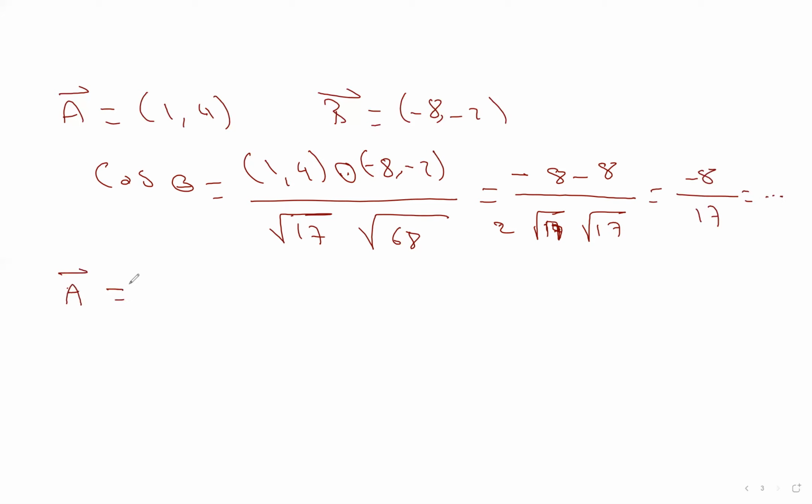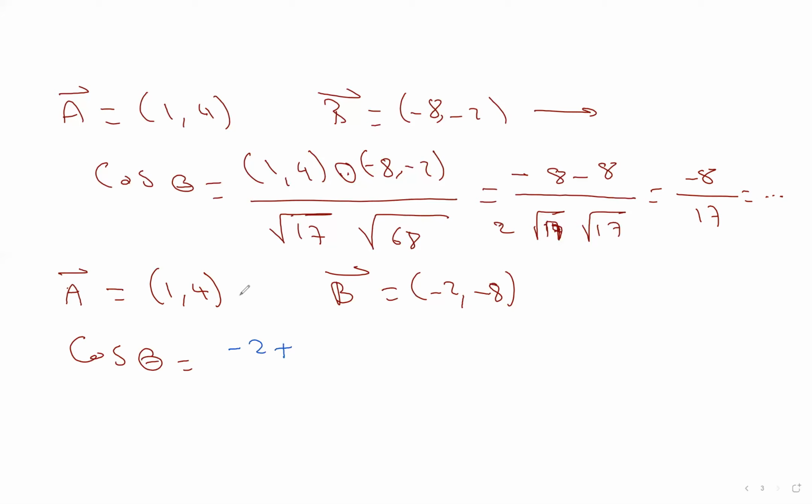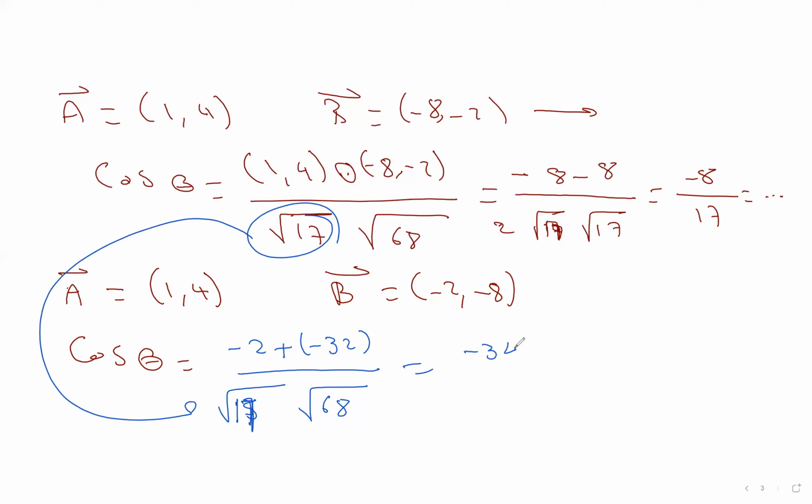I'll give you another one. Please solve this exercise: vector A is (1, 4) and vector B will be (-2, -8). Okay, different. So cosine theta will be A dot B, which is -2 plus -32, divided by 1 times square root of 5, and the square root of 4 plus 64 is 68. 1 plus 16 is 17. Sorry, we have found it now. It's the same. So it will be -34 over root 17 times 2 root 17.